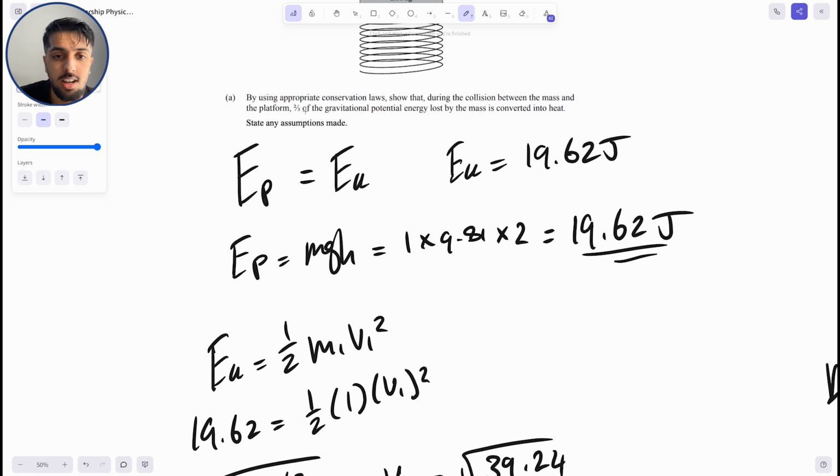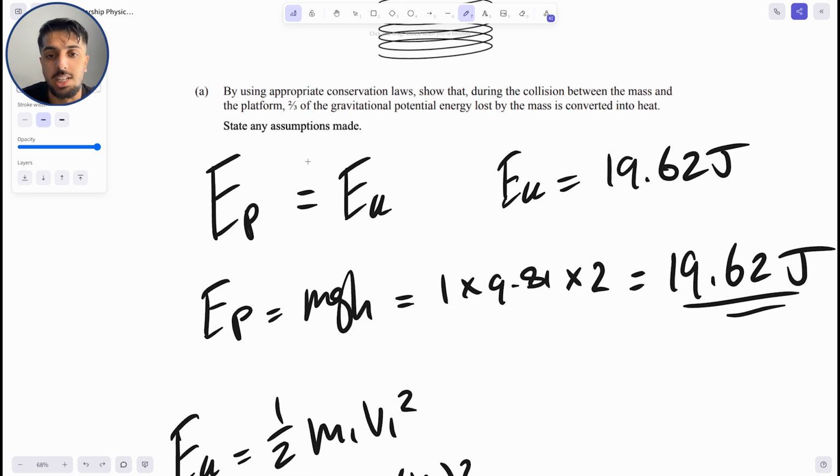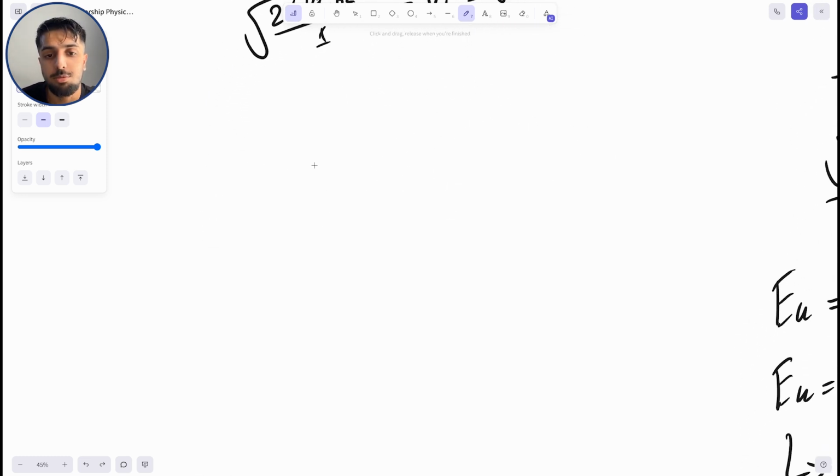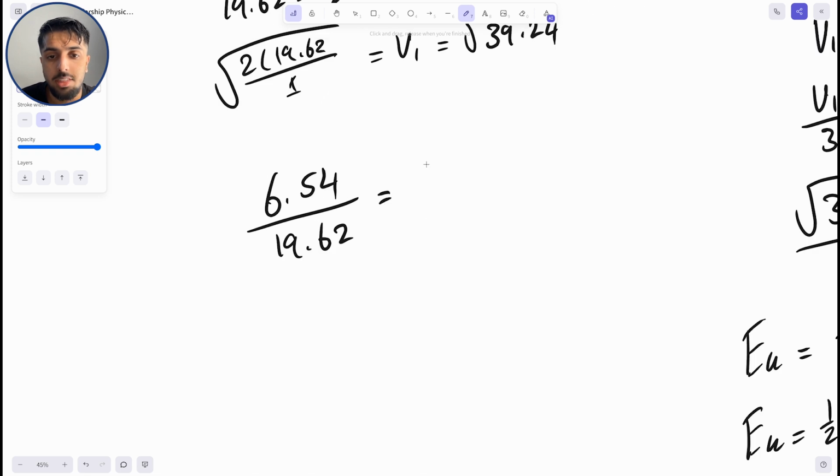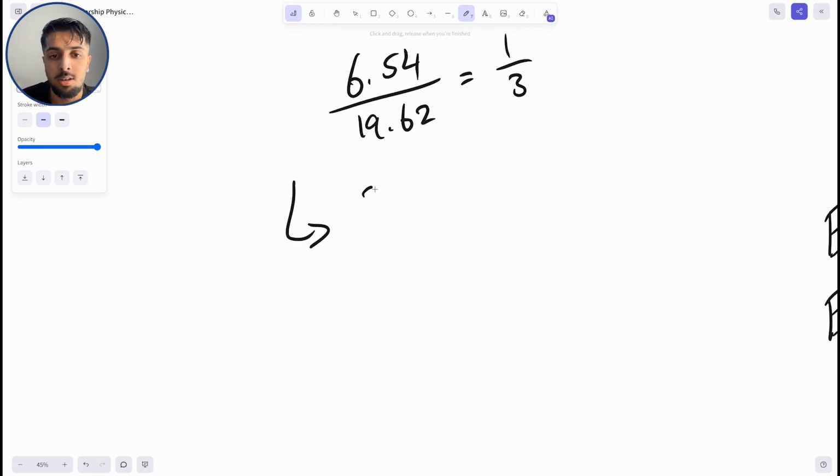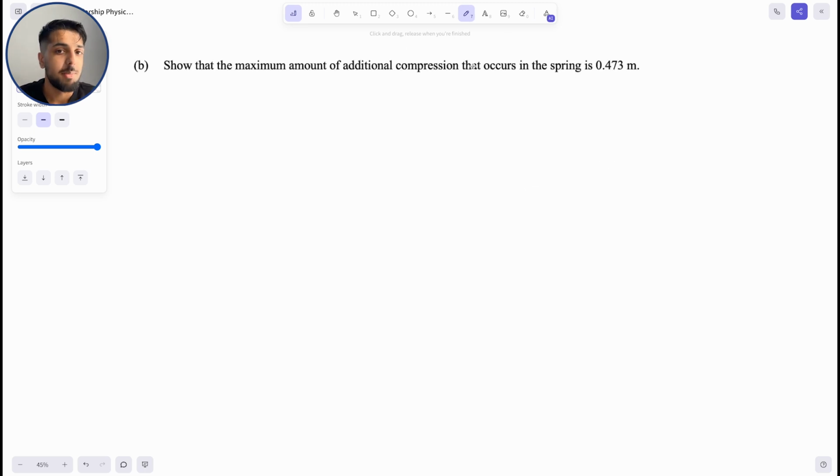So the question has asked, show that 2/3 of the energy has been lost to heat, and we can prove this by going 6.54 divided by 19.62, and that is equal to 1/3. So that means 1/3 of the total energy initially is then converted into kinetic energy, and therefore 2/3 of the energy must go to heat. Show that the maximum amount of additional compression that occurs in the spring is 0.73 meters.